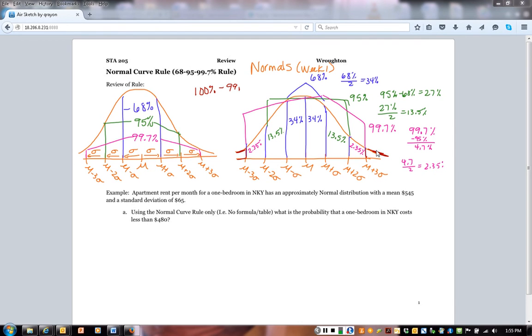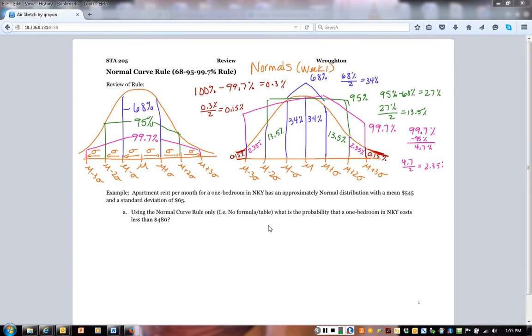We've already put on 99.7%, so there's only 0.3% left to put on the picture, and again 2 spots to put it in, and so there's going to be a 0.15% in this little tail and a 0.15% in that little tail. So again, that's just a review of the rule. Now, how does that actually apply to some problems?